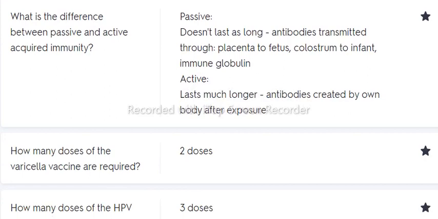What is the difference between passive and active acquired immunity? Passive doesn't last as long. Antibodies transmitted through placenta to fetus, colostrum to infant. Immune globulin. Active lasts much longer. Antibodies created by own body after exposure.